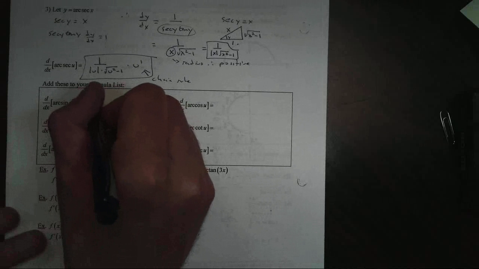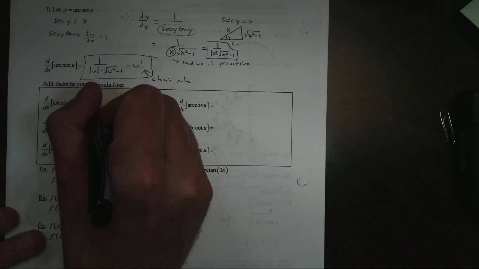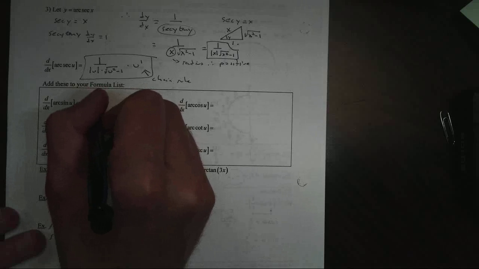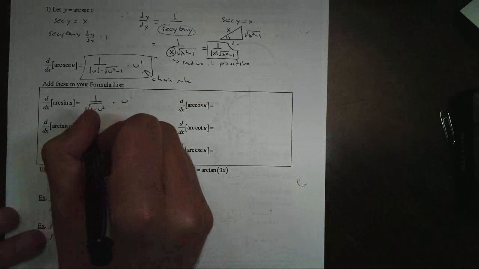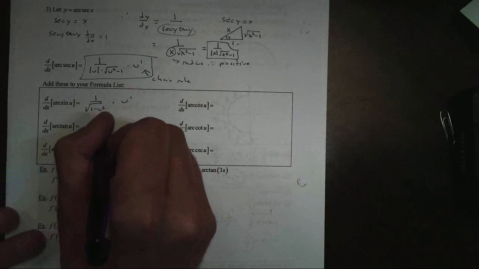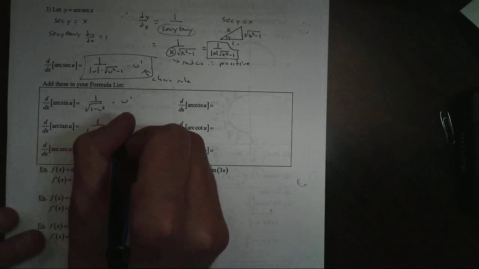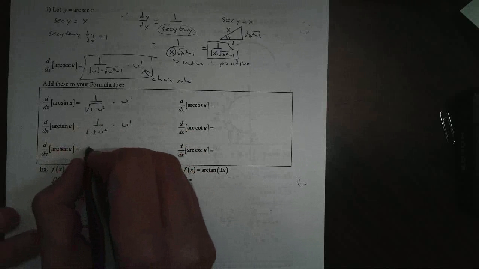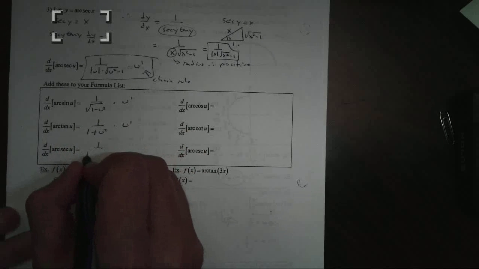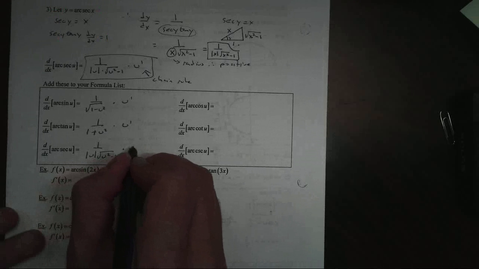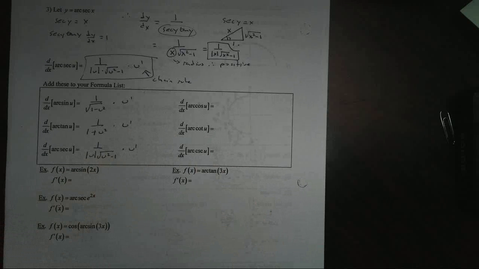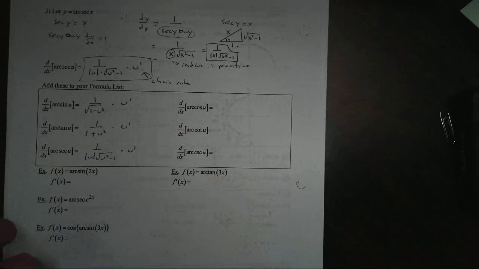Arc sine, we really can say it's just 1 over the square root of 1 minus u squared times u prime. Arctangent, 1 over 1 plus u squared times u prime. Arc secant, we just found 1 over the absolute value of u times the square root of u squared minus 1 times u prime. Again, that u prime is chain rule. You don't have to write it. You're not going to forget chain rule, okay?